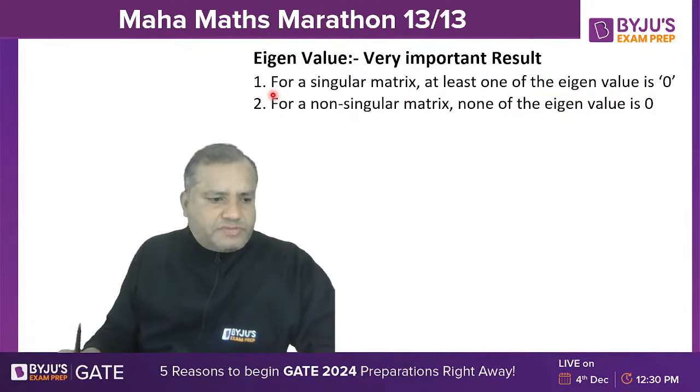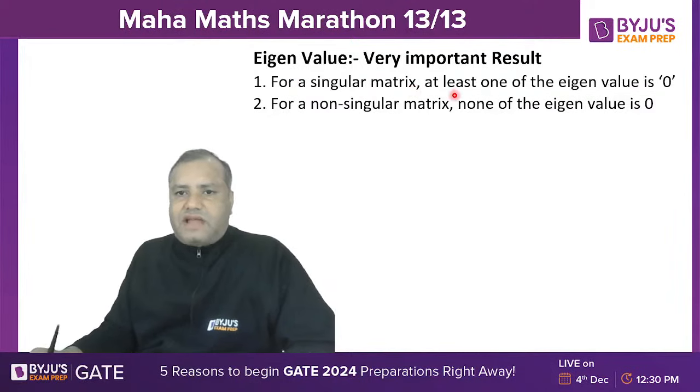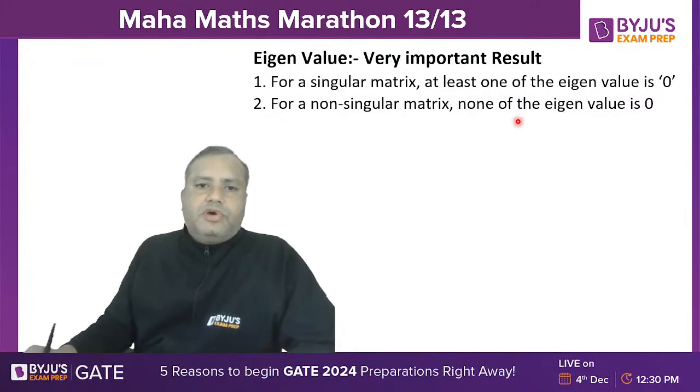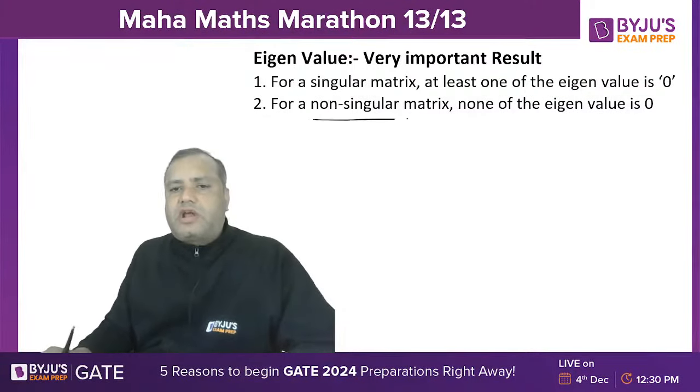क्या लिखा है यहाँ पर? What is being written here? For a singular matrix at least one of the eigenvalues is 0. For a non-singular matrix, none of the eigenvalues is 0.